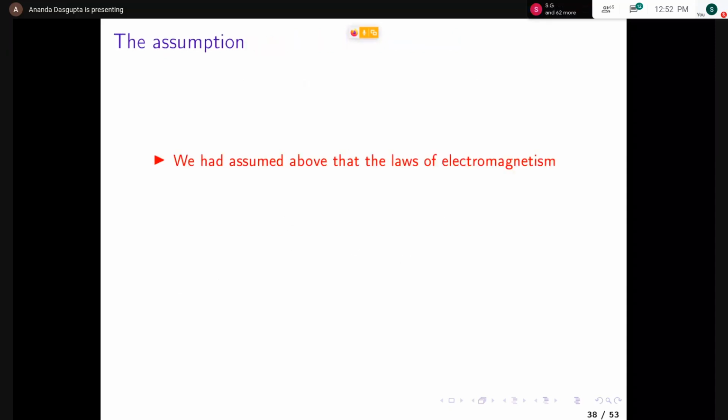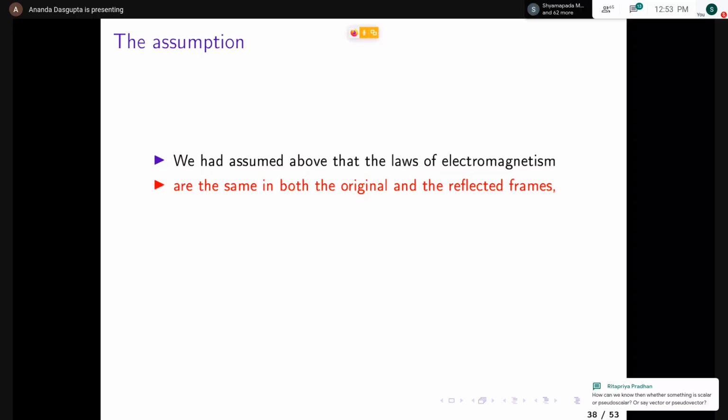So the assumption that we had made here, we had actually made one big assumption in the previous slide, is we had assumed above that the laws of electromagnetism are the same in the actual world and the mirror world. So in the original and reflected frames, or original and parity changed frames, they were the same. That's why we said, since F is becoming minus F, the right hand side also must become an overall minus sign.